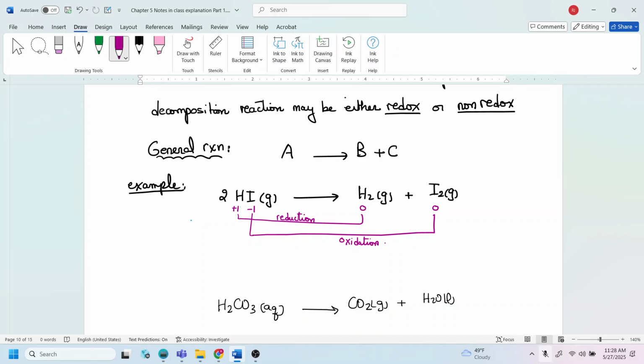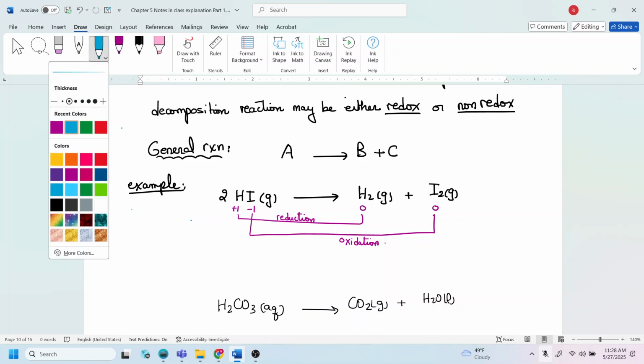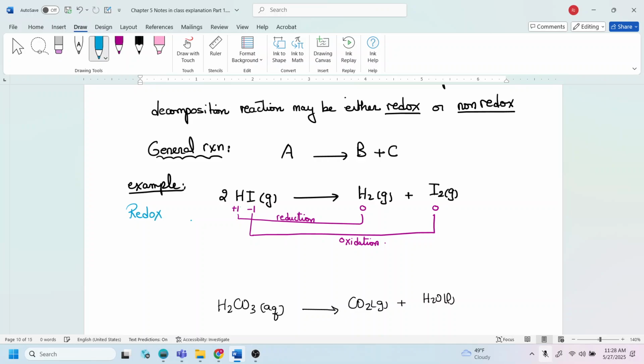If I have a chemical reaction where A turns into B plus C, and within the reaction I have two half reactions, reduction and oxidation, then I'm going to call this a redox decomposition reaction. So this reaction is a decomposition reaction, and because I have oxidation and reduction half reactions within it, it is going to be a redox decomposition reaction.